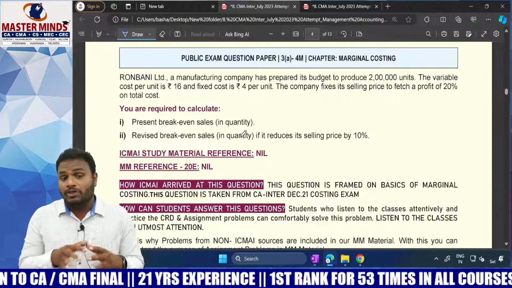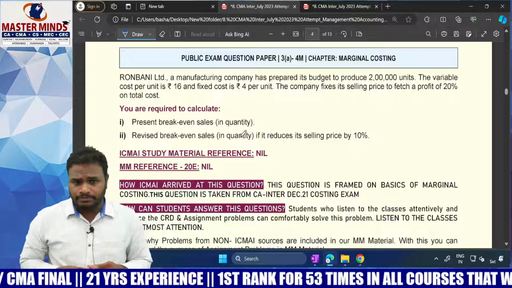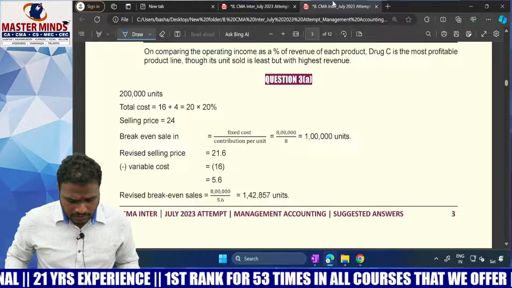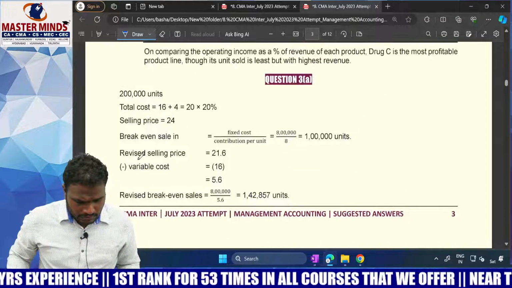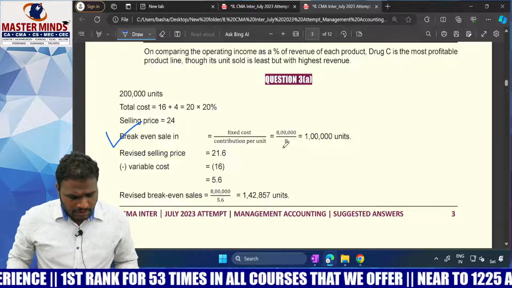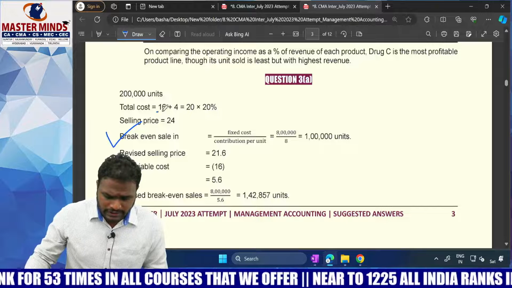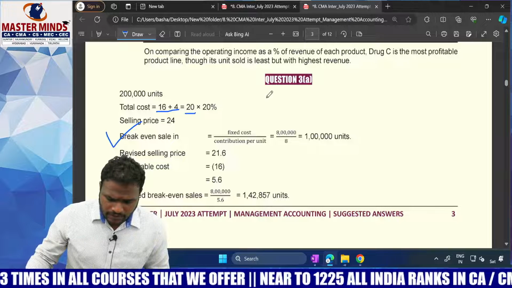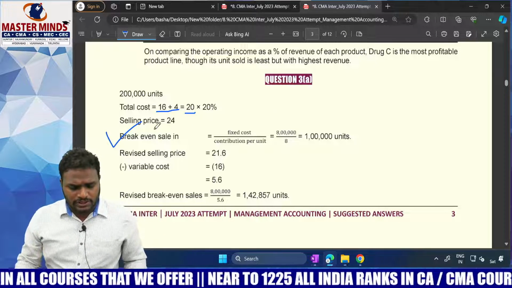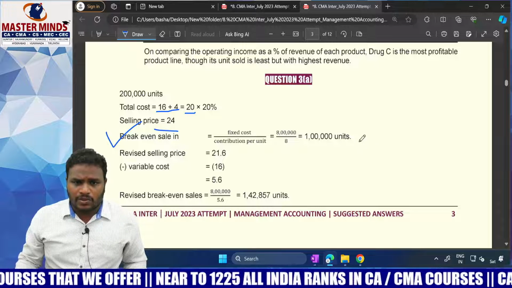This is one of the basic questions in marginal costing. Simple. What is the formula for break-even? Fixed cost by contribution per unit. What is the total cost? 16 plus 4, that is 20. The cost plus 20% is called the selling price. Now what is the break-even?